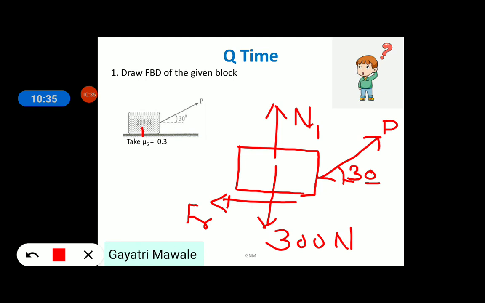This block is not attached with any spring or thread or wire, so no need to show spring forces or tensile force in thread. In this diagram only one inclined force is there, and which is P. Its angle is given as 30 degree. So this is complete FBD for given block.